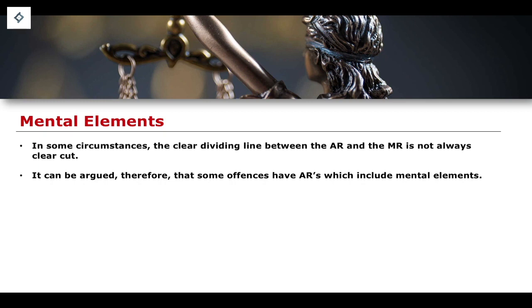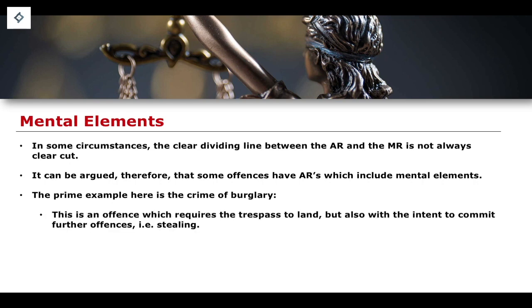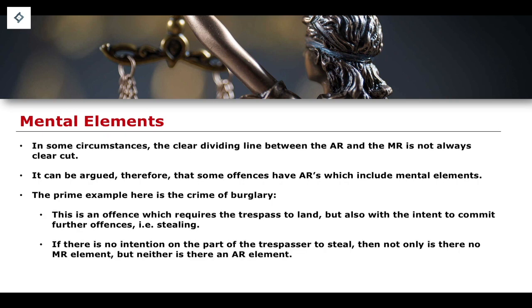Now, there are some instances, however, where this is not always clear-cut, and it can be argued, for example, that in some offences, the actus reus includes mental elements, and a prime example here is the crime of burglary. This is an offence which requires an actus reus, which requires trespass to land, for example, but it also requires something else. It requires that there has to be an intent to commit further offences, and this is, of course, the intent to commit theft. And this is connected to this idea of trespass to land. So you have an instance here where trespass to land in and of itself isn't burglary.